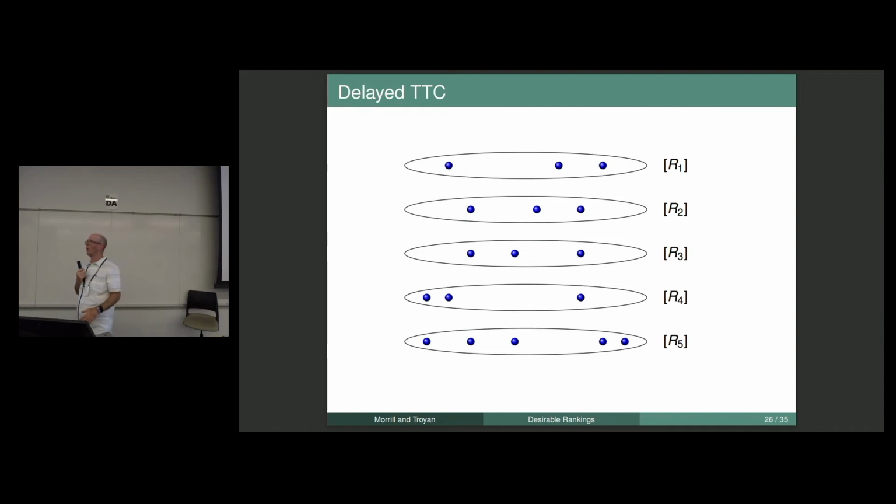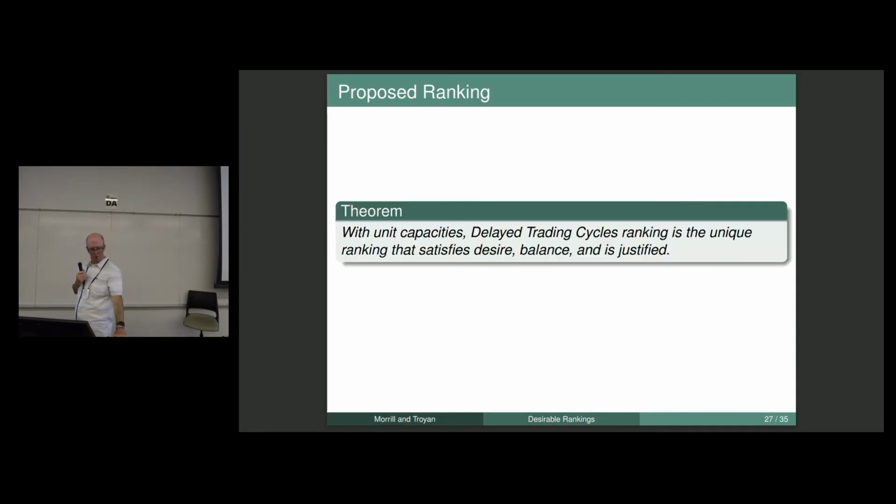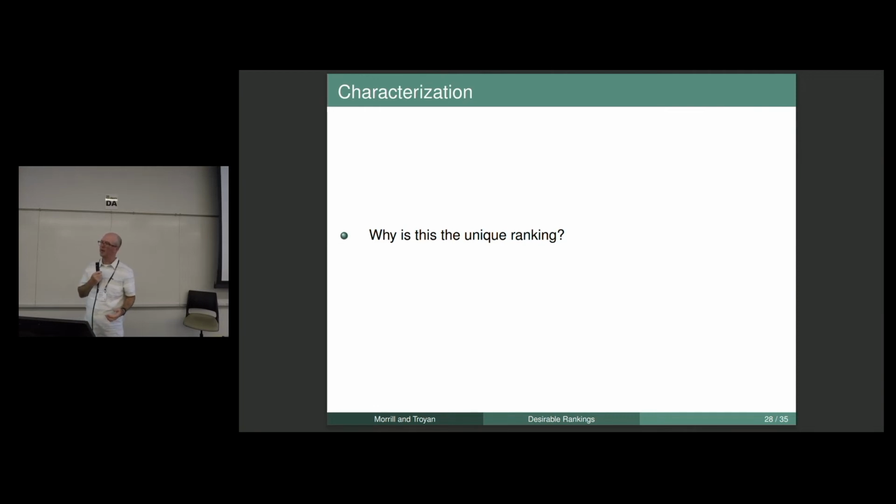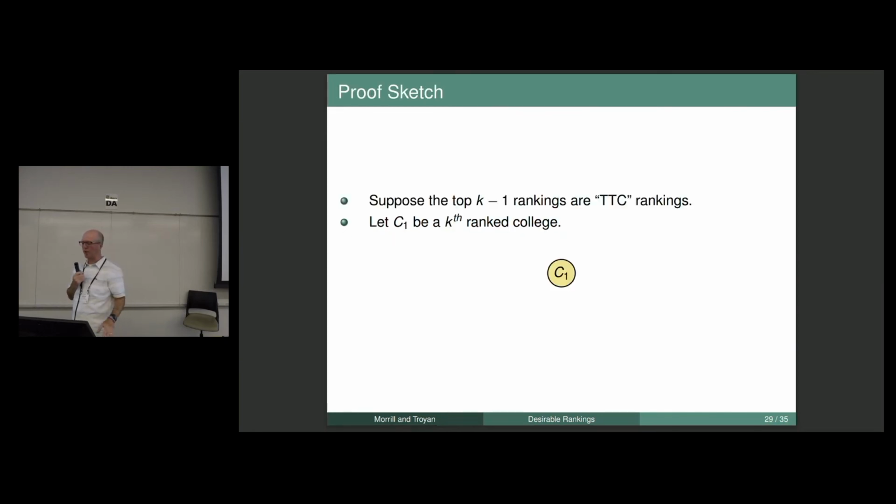So this is going to be the unique ranking that satisfies those three axioms. It's the unique ranking that satisfies desire, balancedness, and justification. It's actually a really simple proof to explain why it's unique, so let me run through the intuition behind it. It's an inductive argument. Suppose the first k-1 steps in which we've ranked people have all been according to these top trading cycles. And now we consider everything that remains, so the schools that we've ranked K or lower.